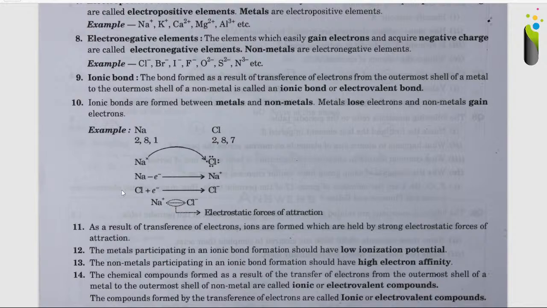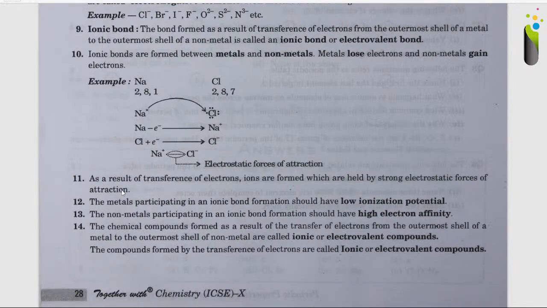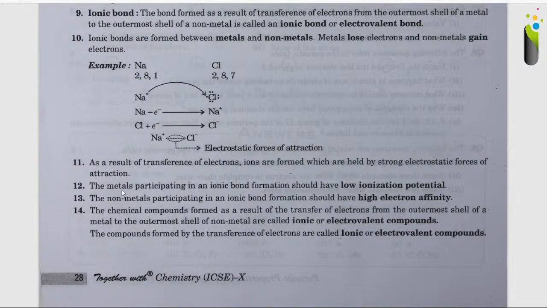So NaCl, they form a bond and there are electrostatic forces of attraction, and the bond that is formed between them is called the ionic bond or electrovalent bond. Now, as a result of transference of electrons, ions are formed which are held by strong electrostatic forces of attraction. The metals participating in ionic bond formation should have low ionization potential. The non-metals participating in ionic bond formation should have high electron affinity.